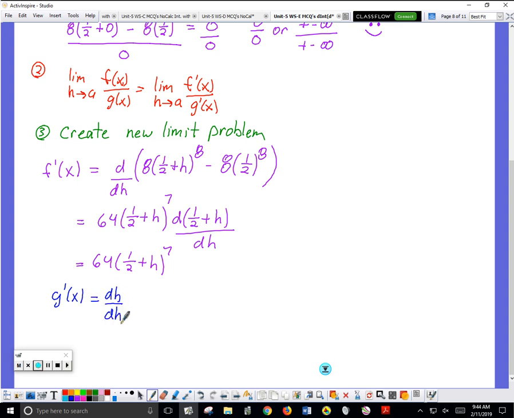Do you find both of the derivatives separately and plug them back? Separately. The rule says, hey, you're starting with the limit of a ratio, and you create a new limit. So here's our new limit problem.